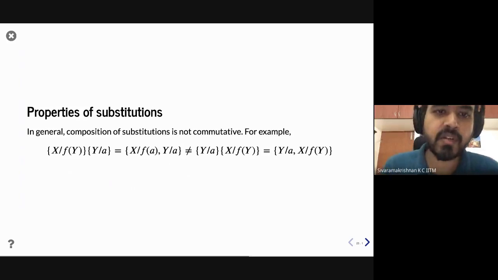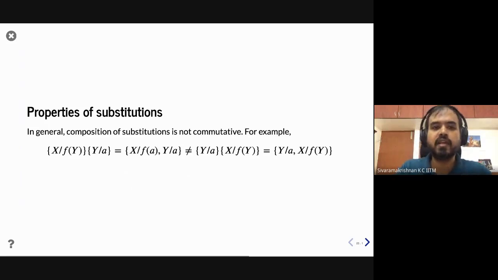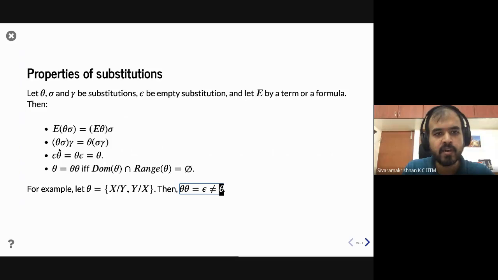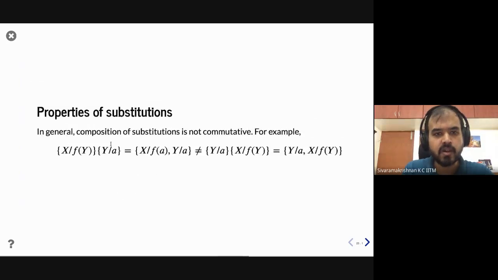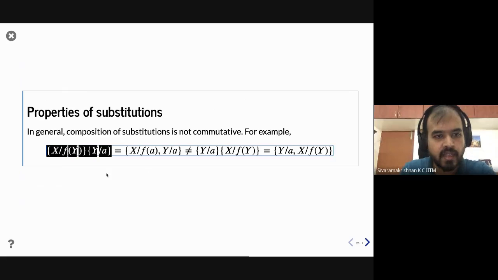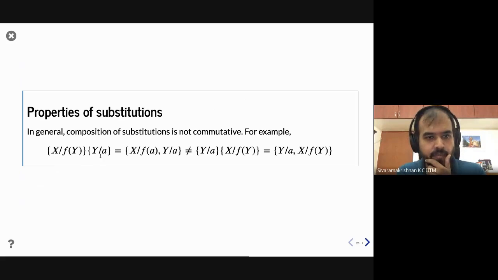In general, composition of substitution is not commutative. So the associative property holds. The composition of substitutions is associative, but it's not commutative. For example, consider the composition here. For any x, replace with fy, and then replace the y with a. So this will be equivalent to the substitution where x is replaced with fa, because we replace y with a, and then replace any y with a. This is not the same as the substitutions composed in the other order.